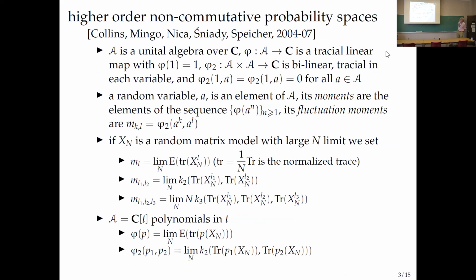Okay, so I'm going to talk now about these higher order non-commutative probability spaces. First, I'm just going to talk about second order. So here we start with an algebra again over the complex numbers with the unit. Now I'm going to insist that this linear functional phi right here is tracial. Before, I didn't require that, but now I'm going to assume it's tracial.